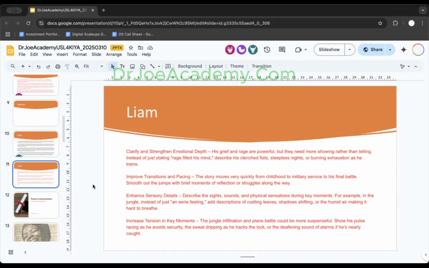Increase tension in key moments. The jungle infiltration and the plane battle could be more suspenseful. Show his pulse racing as he avoids security, the sweat dripping as he hacks the lock, or the deafening sound of alarms if he's nearly caught.